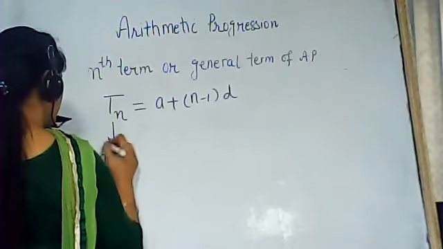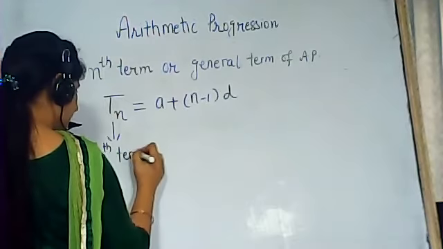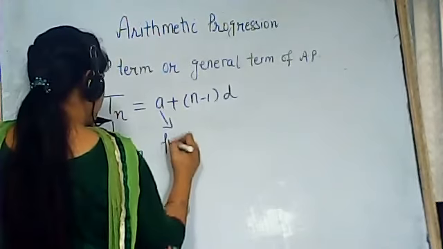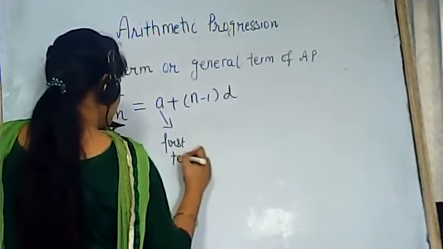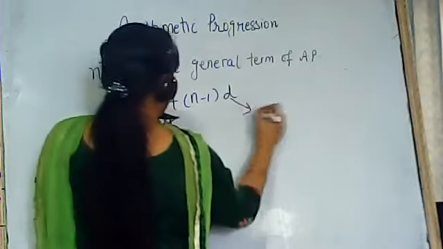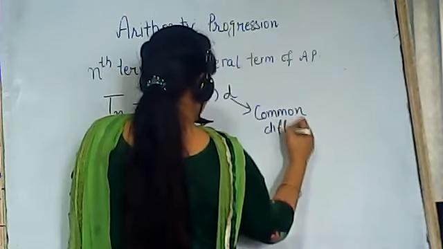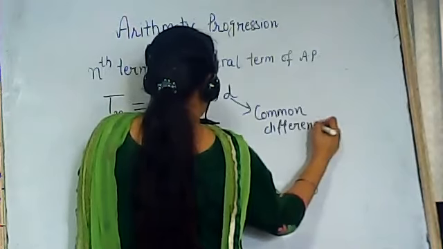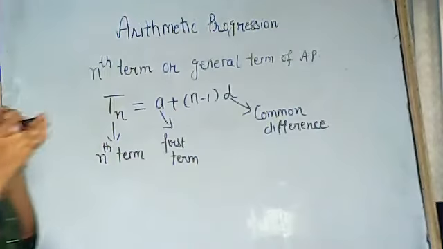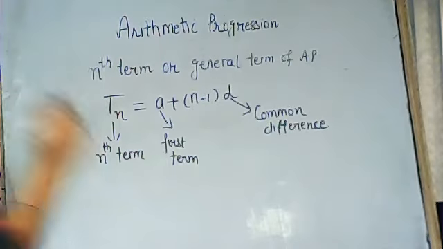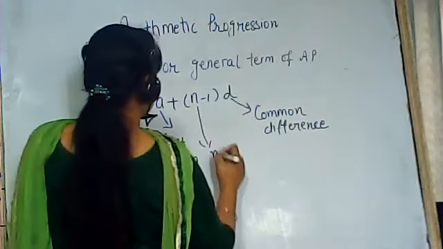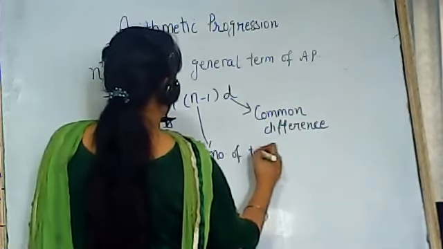Tn denotes the nth term. A means the first term of the given sequence. D is the common difference that can be calculated by subtracting the first term from the second, the second from the third, and so on. And what is n? This is the number of terms.